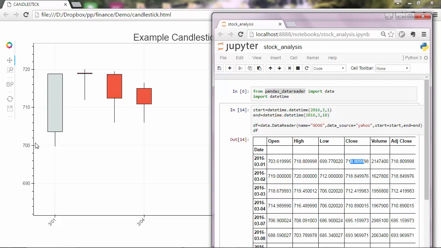The bottom has a value of somewhere at 704 here, and 718, 19 maybe. So 704 corresponds with this open value. This first figure represents the first row of the data frame, and every figure represents a row of the data frame, one by one. So as you can imagine now, the bottom of the rectangle is the open price, and the top is the closing price. So these 2 values.